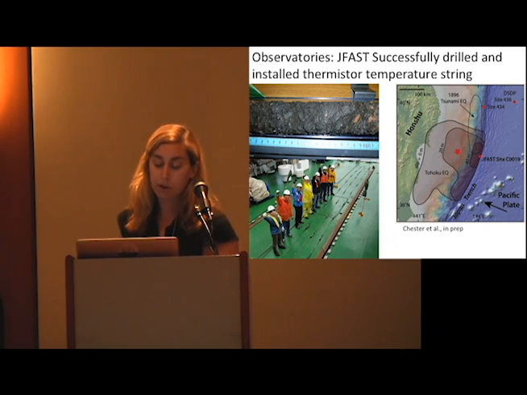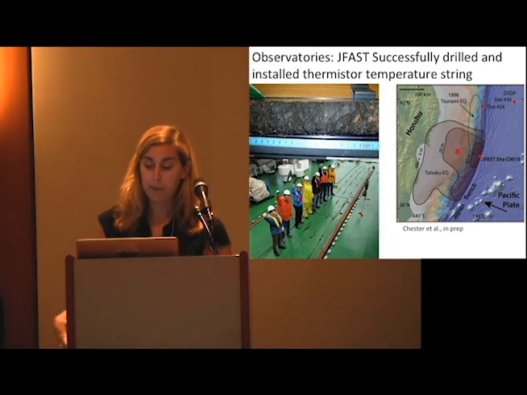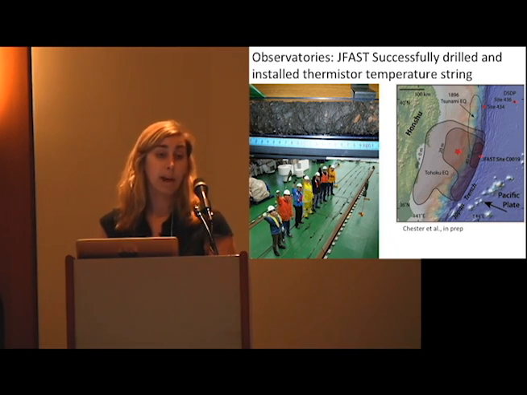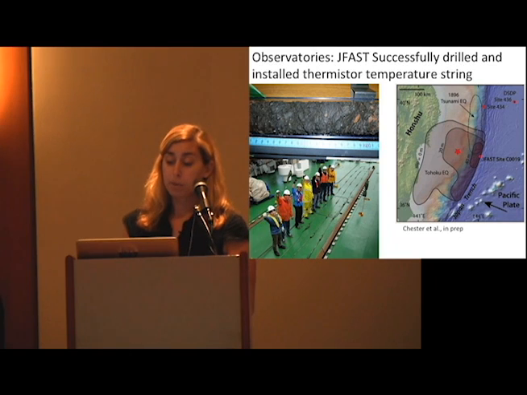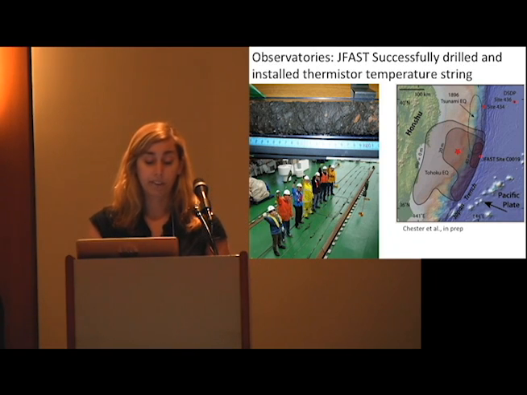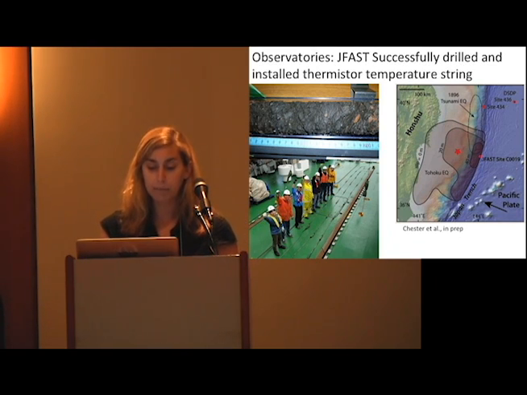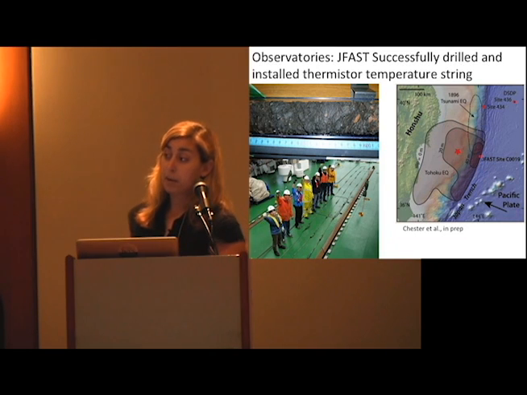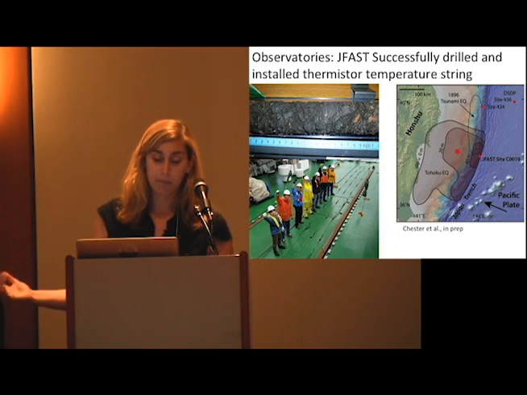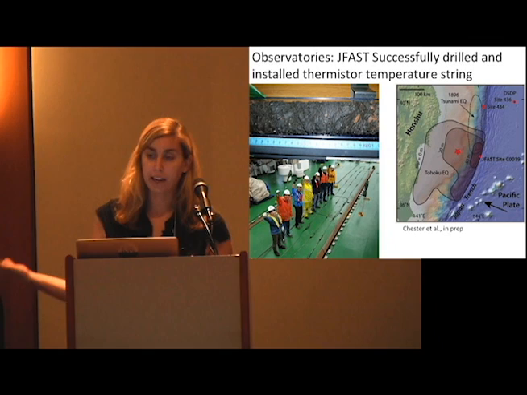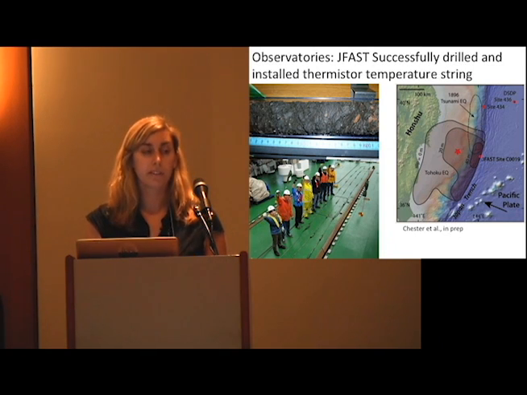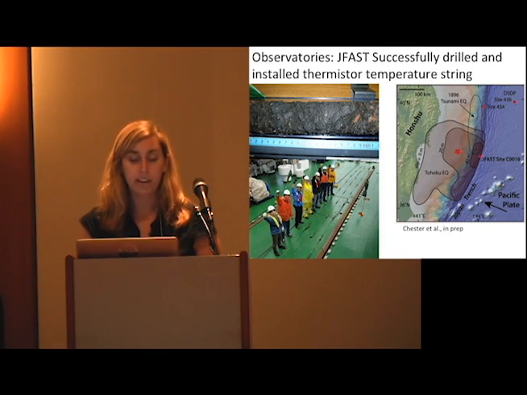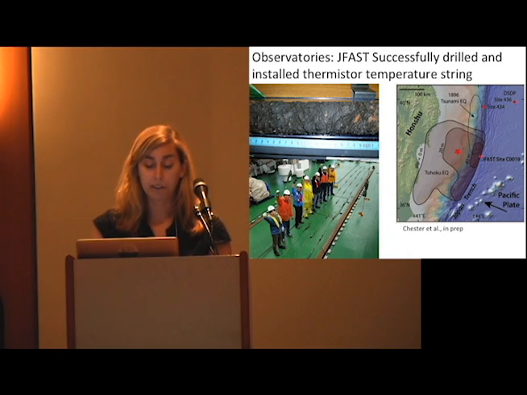JFAST was an ocean drilling project that happened about a year ago. The site is located within the patch of the Tohoku earthquake that slipped approximately 50 meters. And it successfully retrieved core, including through the décollement. They got about a meter of core through the fault, and it can't be any wider than about 5 meters, given their recovery. So it's a very narrow plate boundary.